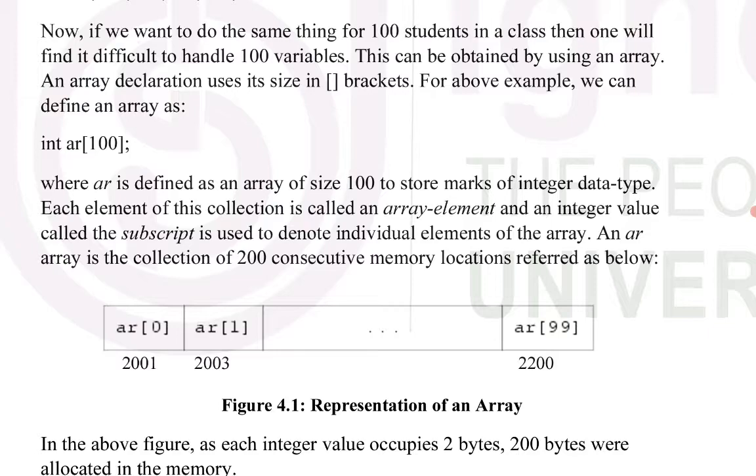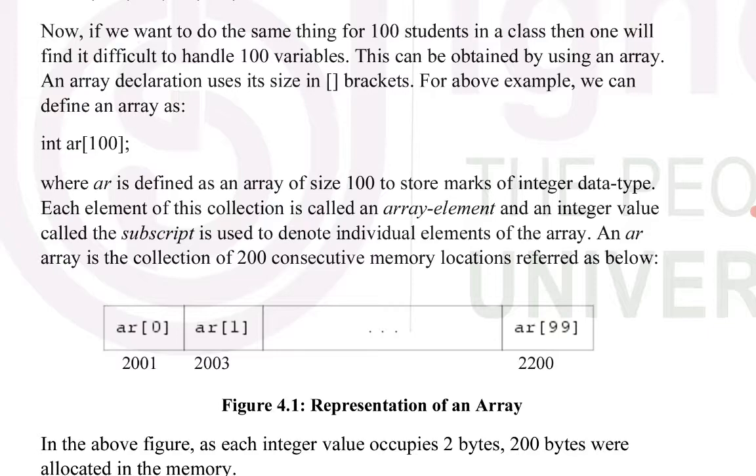So how to create an array? The syntax is int a of 100. In internal memory, 100 elements are stored. These 100 elements are of the same type, and they are stored in continuous manner: a of 0, a of 1, a of 2, a of 3, up to a of 99. Here 0, 1, 2, 3 are called subscripts or index variables, and a of 0, a of 1, a of 2, a of 99 are called array elements.